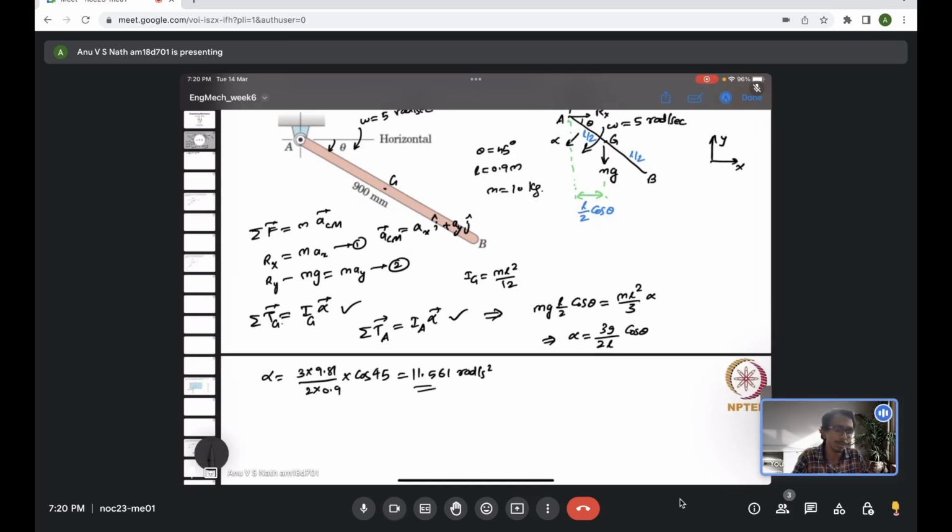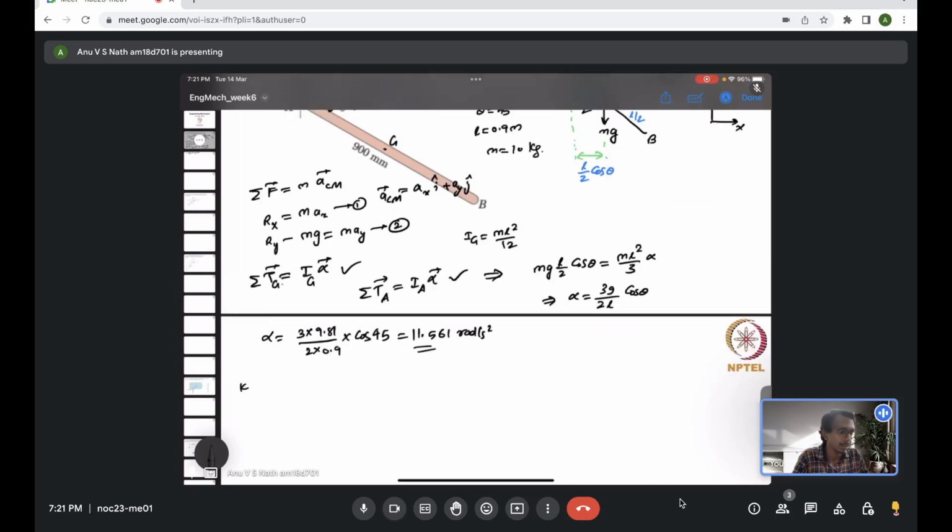So one of the equations of motion you have used to solve for alpha, but the other two equations of motion, 1 and 2, are still unknown. Evaluating alpha has nothing to do with ax and ay when you see it from this perspective, but now you have to consider the kinematics, which we have learned last week.